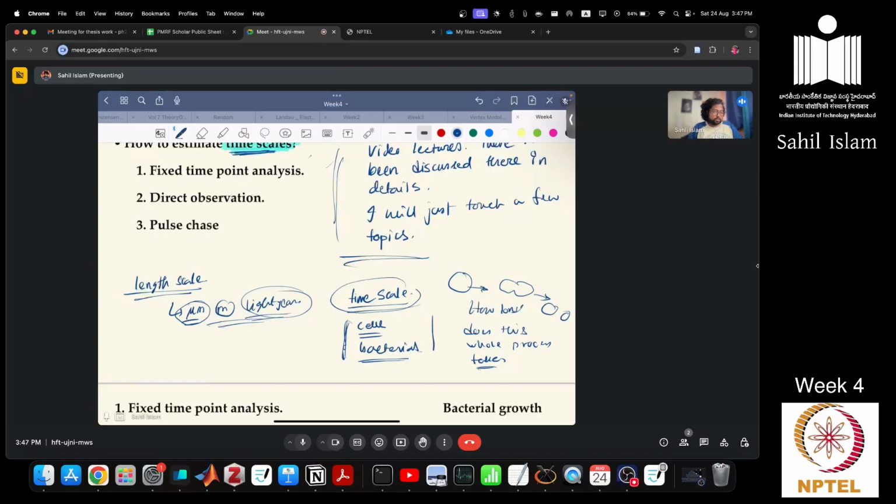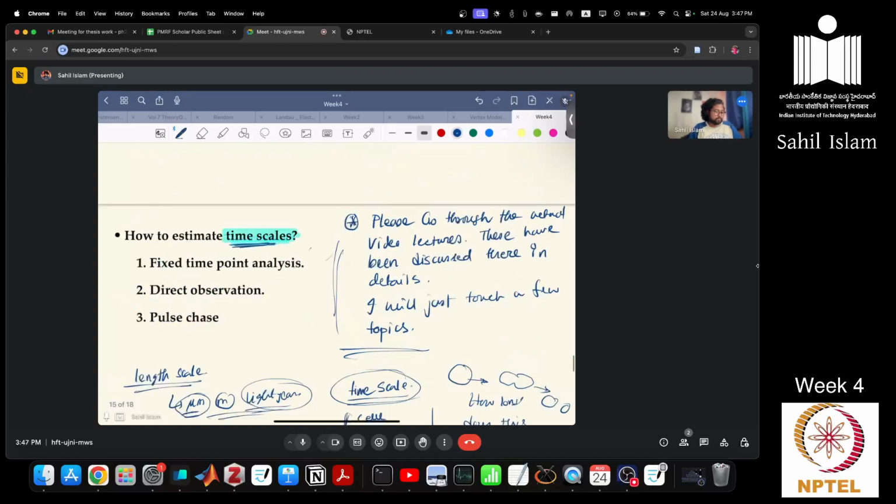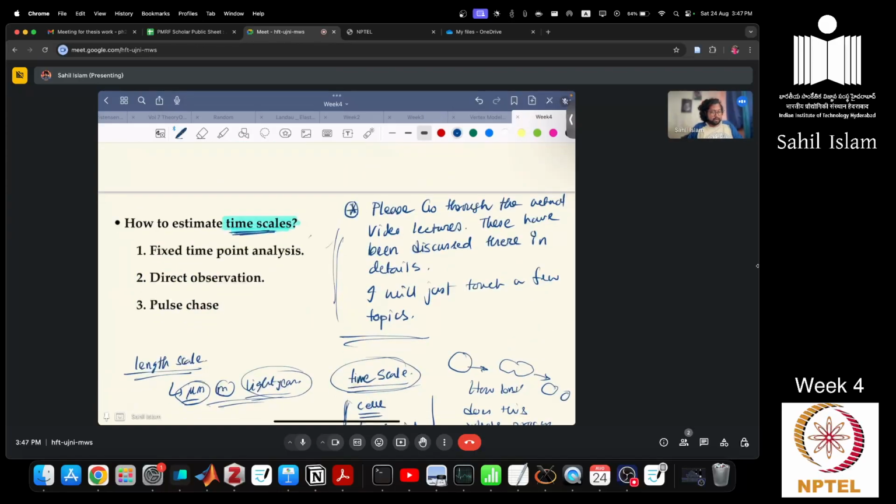In biological systems and experiments, the ways to measure time scales are mostly of three kinds: one is fixed time point analysis, one is direct observation, one is pulses. I will just briefly give you an idea about two of these: fixed time point analysis and direct observation.